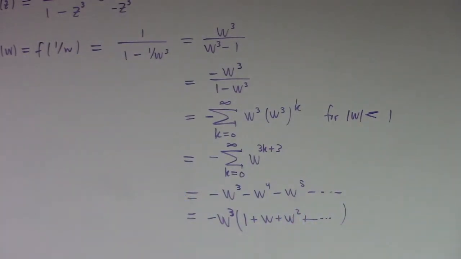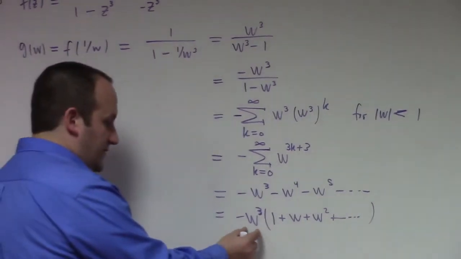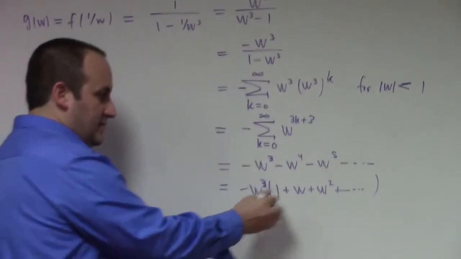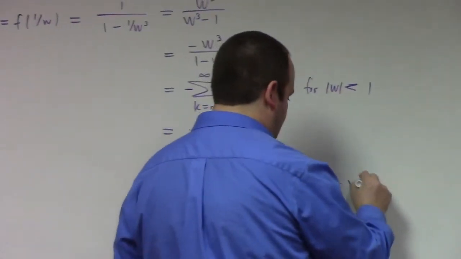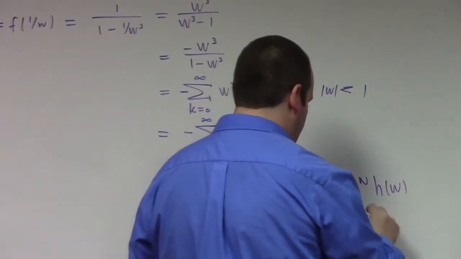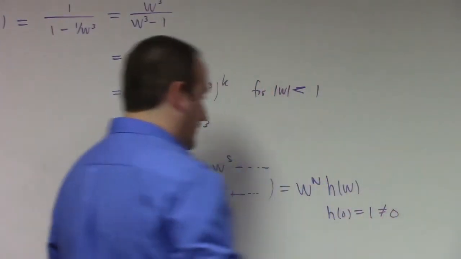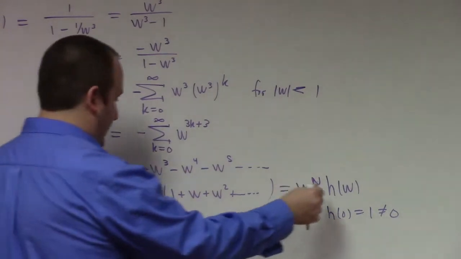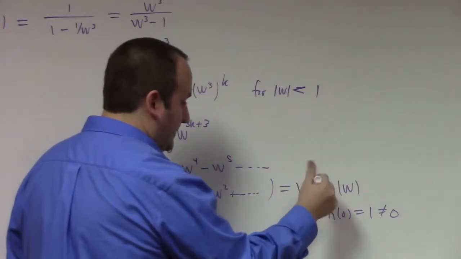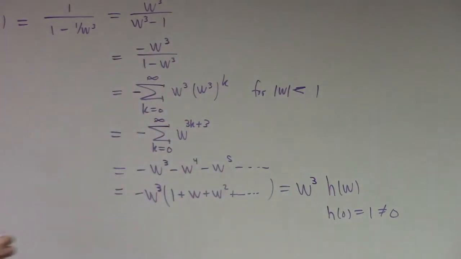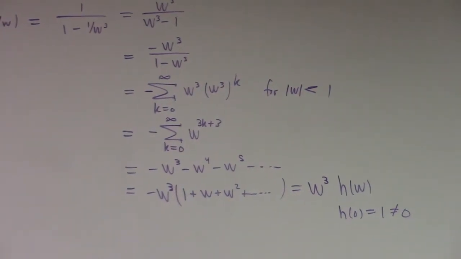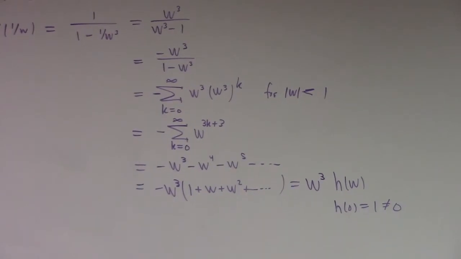And then by the theorem I proved last time, we've written it as w to the n times h of w with h of 0 equal to 1, not equal to 0. I mean, n is equal to 3 here. So this shows g has a 0 of order 3 at w equal to 0. Hence, f has a 0 of order 3 at infinity.